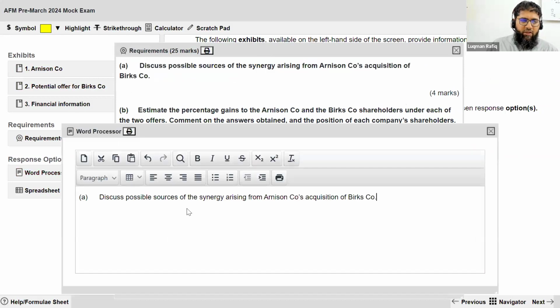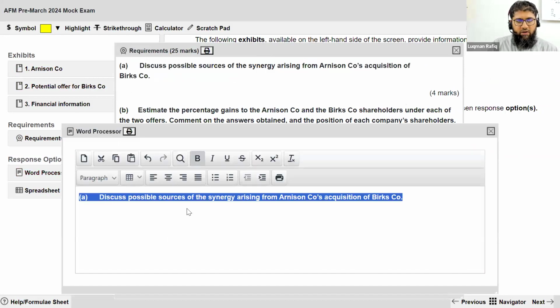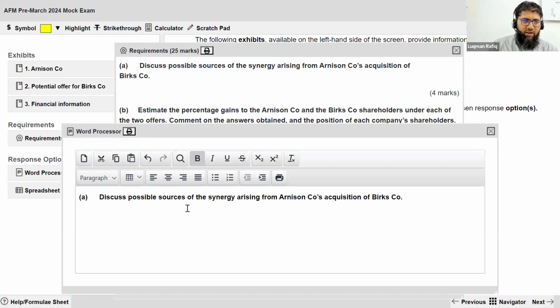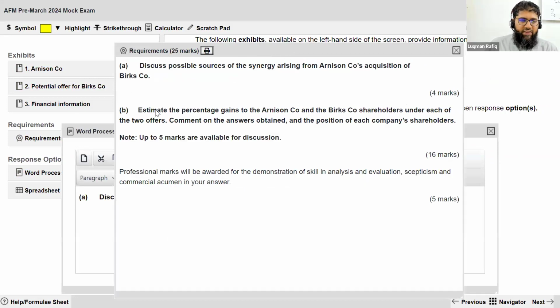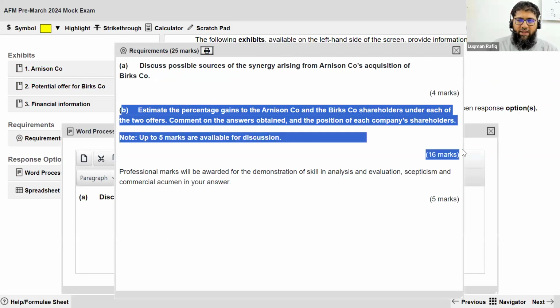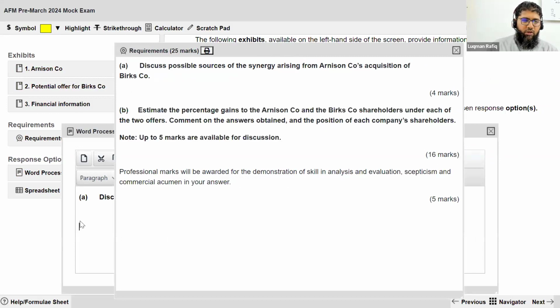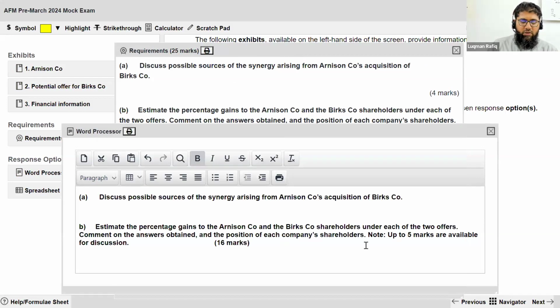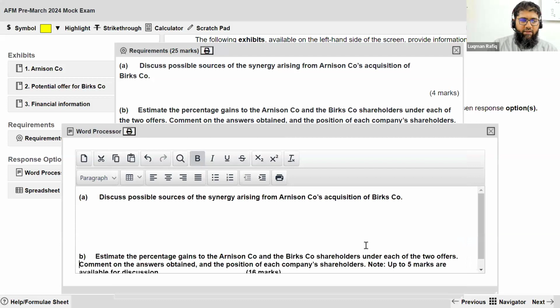Generally speaking, this is how we have the word processor. Okay, so I'll use the word processor here. And then it says: estimate the percentage gains to the Arneson Company and the Burks Company shareholders under each of the two offers. Comment on the answers obtained. Up to 5 marks available for the discussion. So we have this requirement in here also. So we have got this part A and this part B.